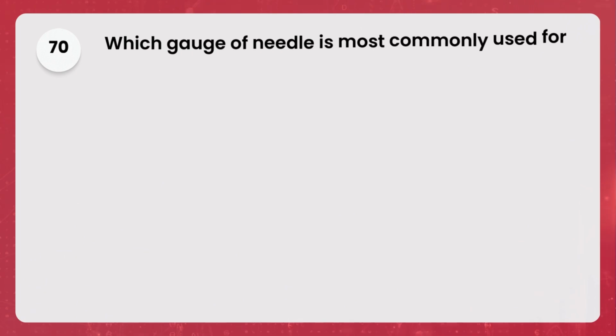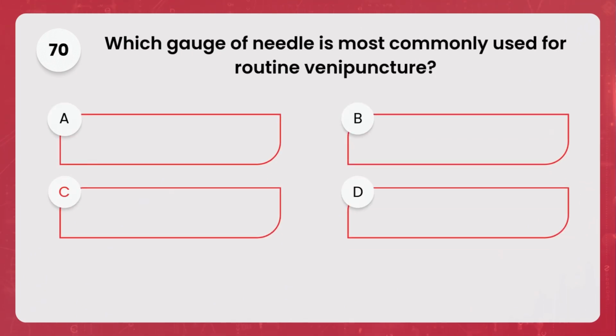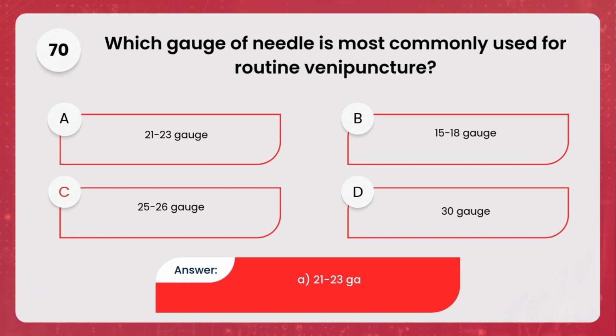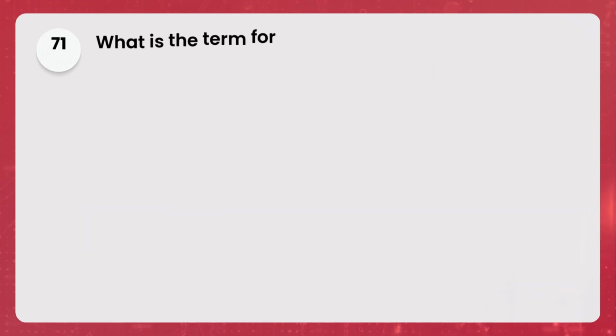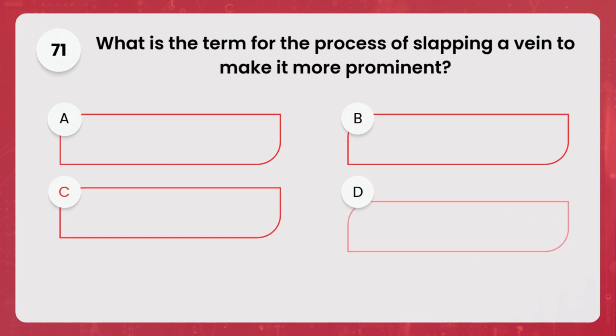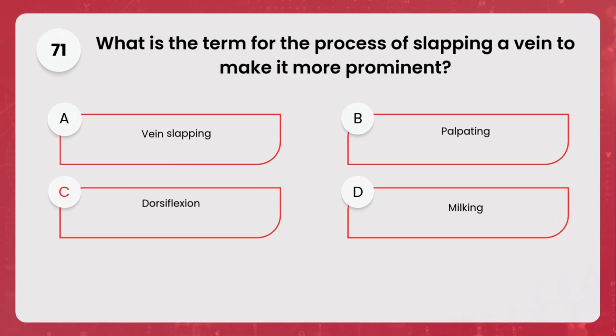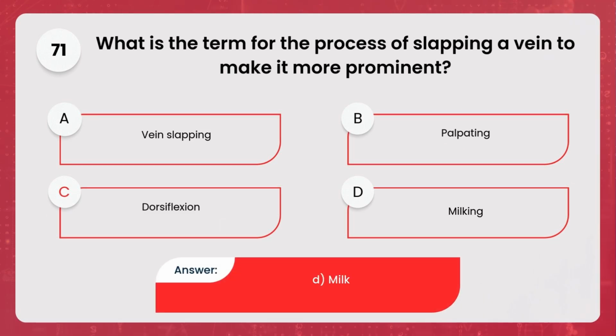Number 70. Which gauge of needle is most commonly used for routine venipuncture? A, 21 to 23 gauge, B, 15 to 18 gauge, C, 25 to 26 gauge, or D, 30 gauge? The answer is A, 21 to 23 gauge. Number 71. What is the term for the process of slapping a vein to make it more prominent? A, vein slapping, B, palpitating, C, dorsiflexion, or D, milking? The answer is D, milking.